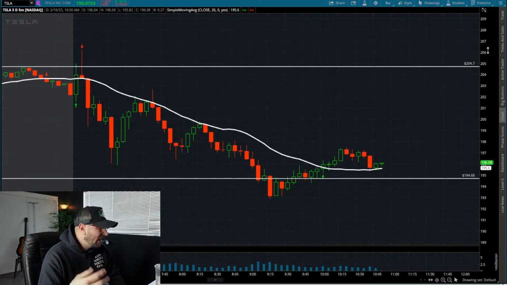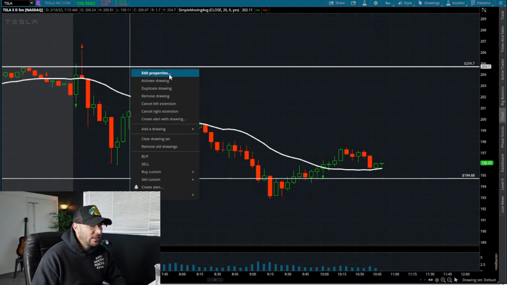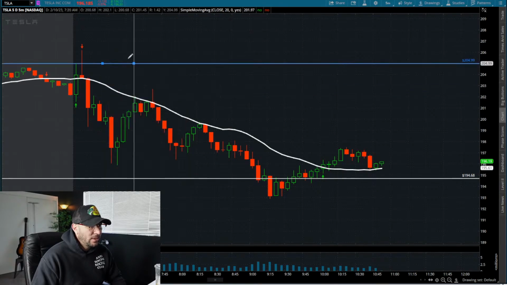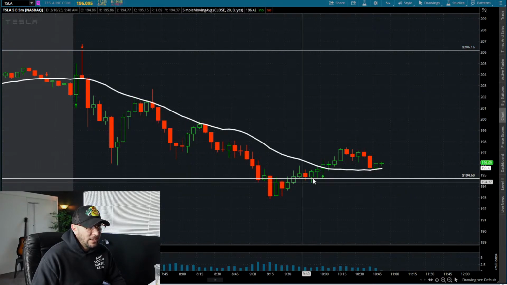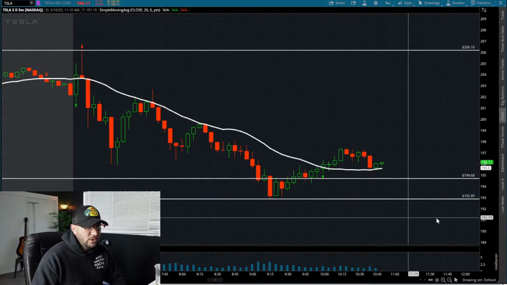I already have my levels marked out and I can take this off. This was an old stop loss from earlier today. This was the pre-market high. I'm going to put the day's high in here on Tesla, and then move this one down to the day's low on Tesla just to give us the overall intraday range here.